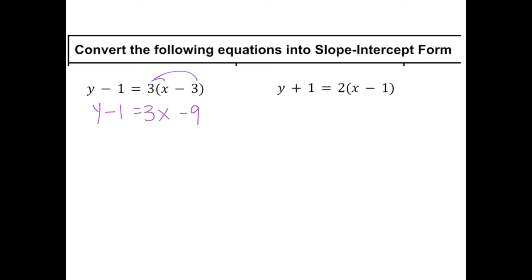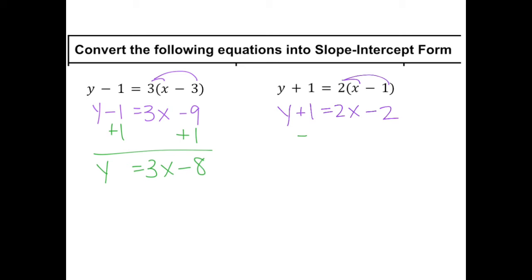Distribution first, then add the 1 to both sides. Just like with solving anything, you have to be really careful with your positives and negatives. Please use your calculator so you're not making little mistakes. Y equals 3x minus 8 would be the slope-intercept form of this point-slope form line. Both of these equations would graph the same exact line. They're just different forms. Next problem, distributing first, then subtracting 1 from both sides. Slope-intercept form is y equals 2x minus 3.